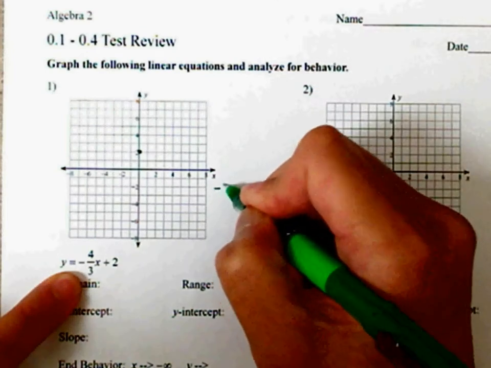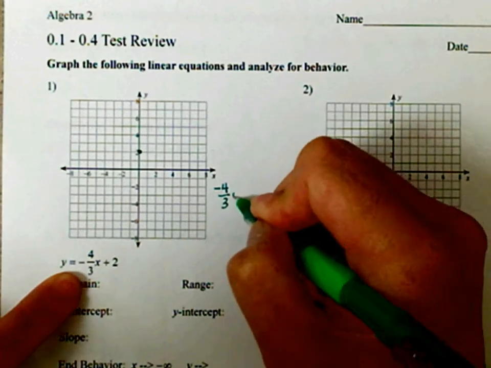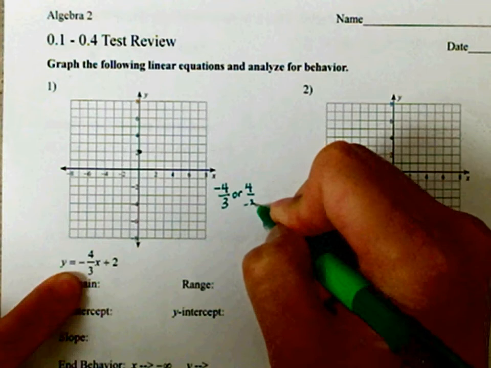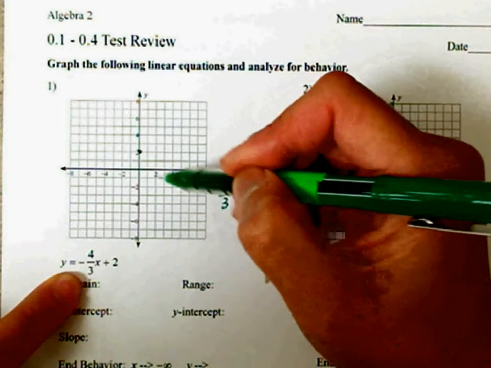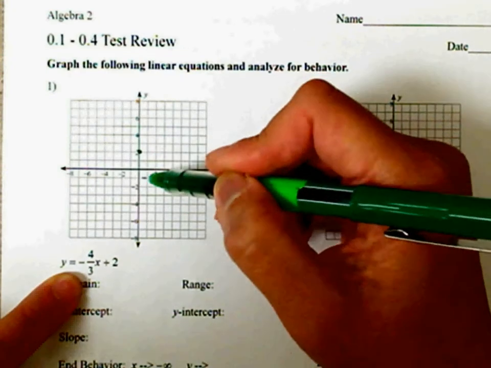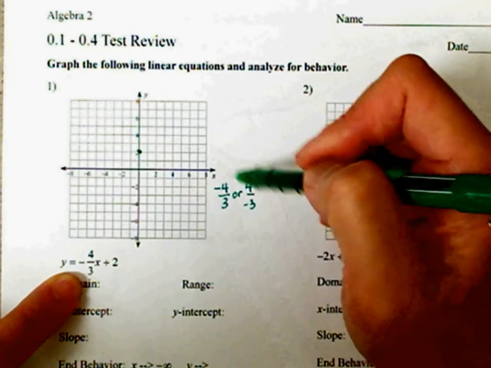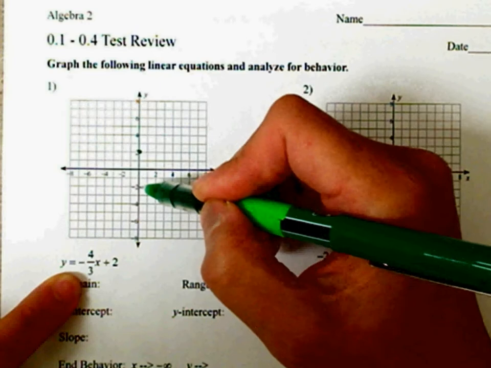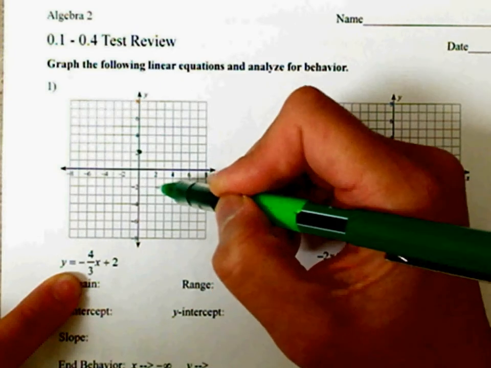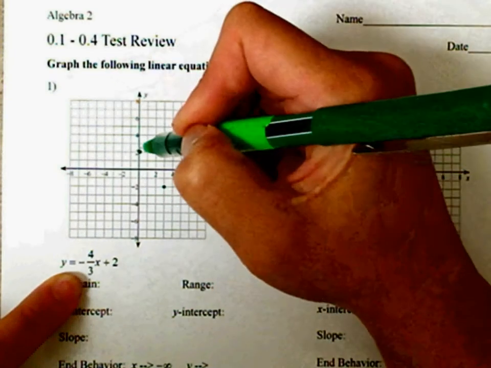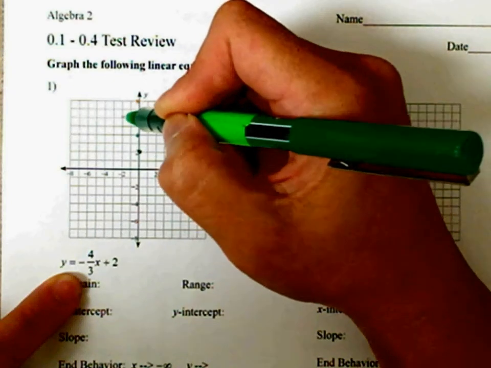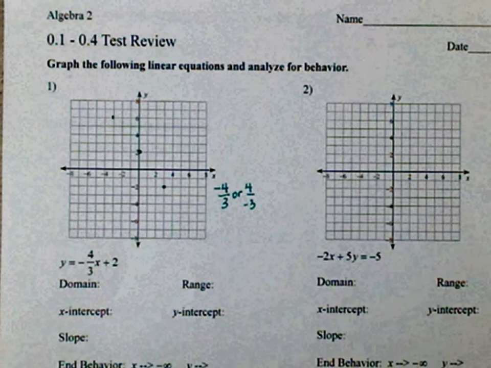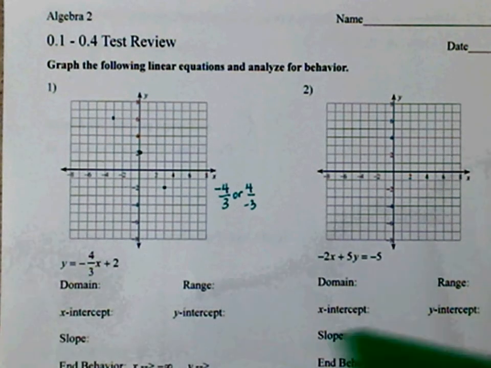Keep in mind this is the same thing as negative 4 over 3 or 4 over negative 3. That is exactly the same thing. Since I have more space toward the bottom, toward the negatives, I'm going to graph negative 4, 1, 2, 3, 4, positive 3, 1, 2, 3, to the right. Or you can go up 1, 2, 3, 4, but you're going to go left 1, 2, 3. And there you have your points for your line.